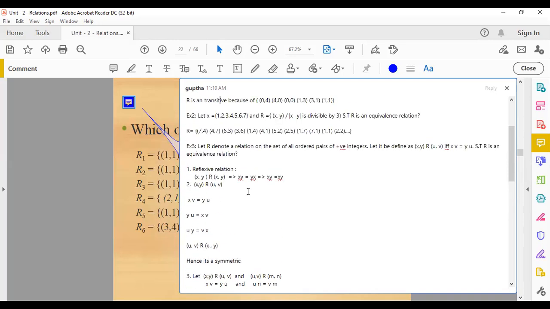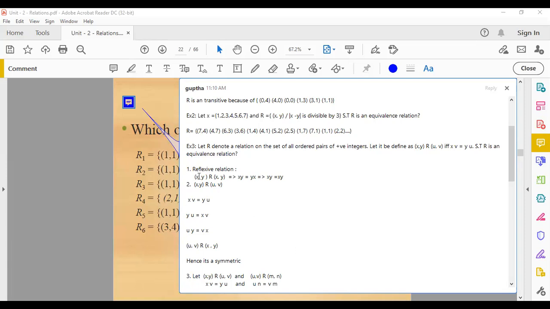So this is the way we prove it if they ask a question like this. Let R denote a relation on the set of all ordered pairs of positive integers, defined as (x, y) is related to (u, v) if and only if xv is equivalent to yu. Show that R is an equivalence relation.